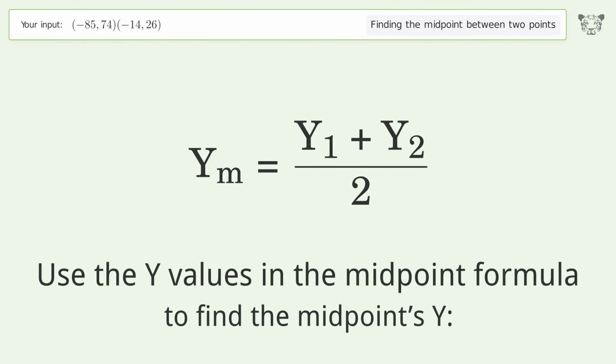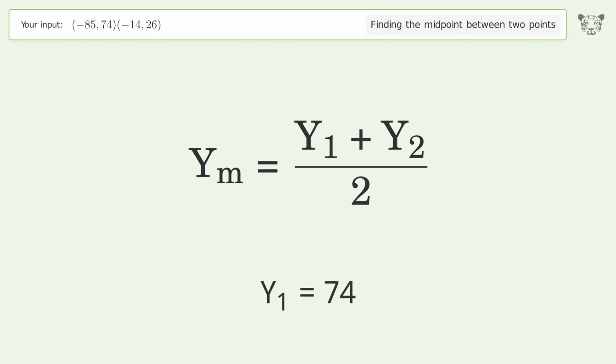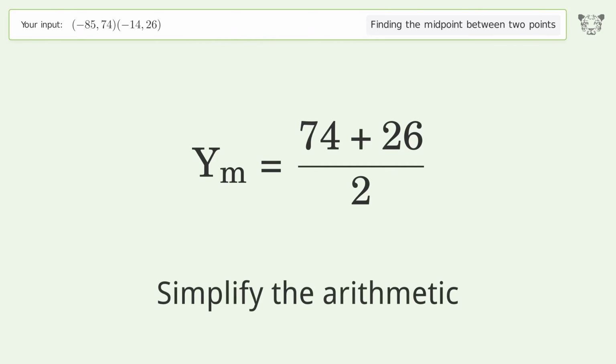Use the y values in the midpoint formula to find the midpoints y. y1 equals 74. y2 equals 26. Simplify the arithmetic.